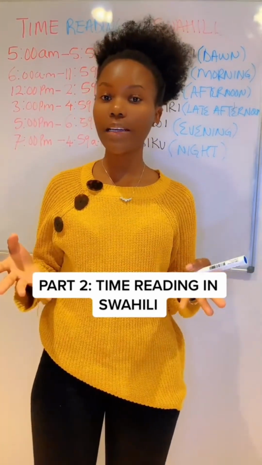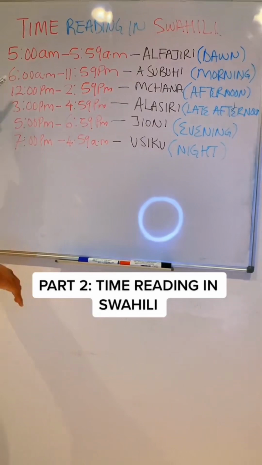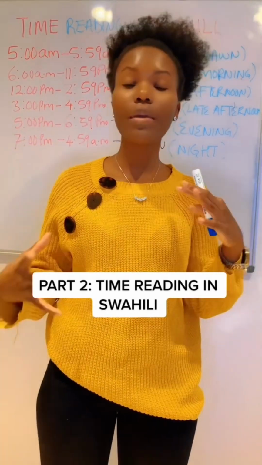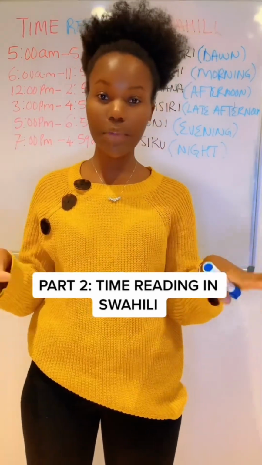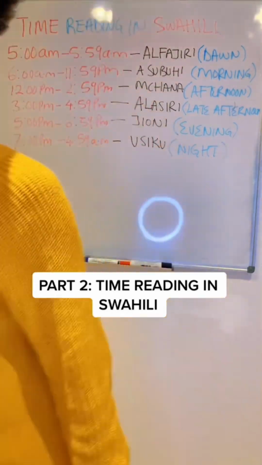Therefore, in Swahili, the day begins when the sun rises around 6 a.m. in the morning. And also the night begins when the sun sets around 6 p.m. in the evening. Watch out for part 3.